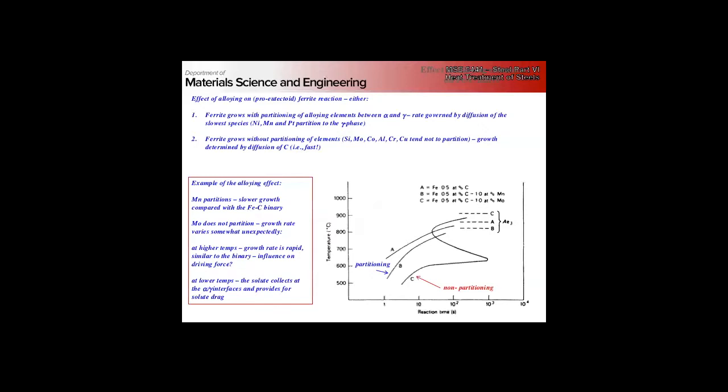And so the growth rate is going to be affected by the rate of the slowest diffusing species. With our FCC gamma phase stabilizers, they are going to partition into the austenite phase. So nickel, manganese, platinum. Ferrite, on the other hand, these tend not to partition.